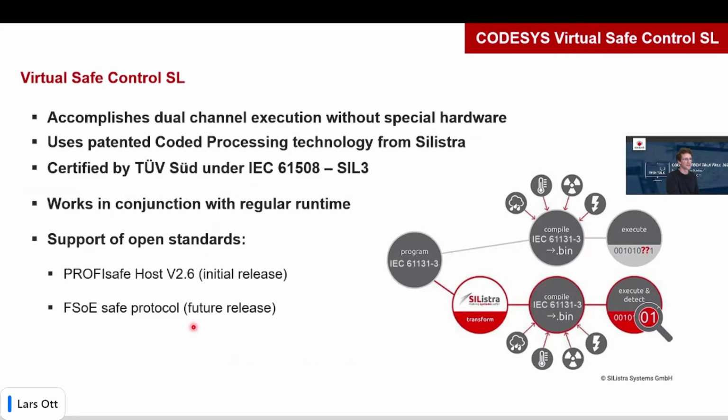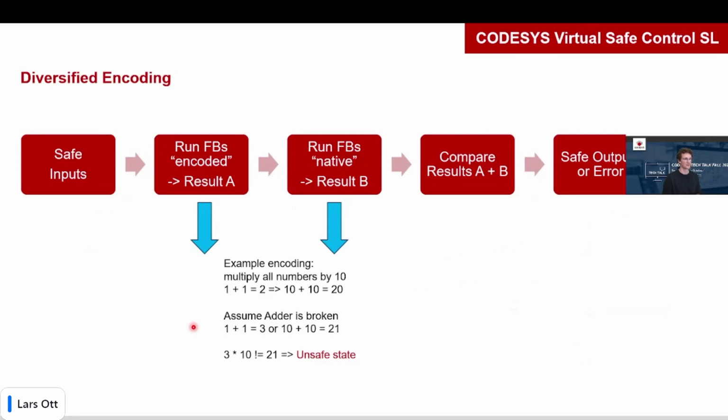So how does this coded processing and also the diversified encoding it uses, how does this work? How do we get dual channel on non-safe hardware? So we have our safety inputs that are provided by the safe IO. And then we have our safety function blocks. So we run them twice. We run them once natively, as they're coded. And then we run them a second time in an encoded fashion.